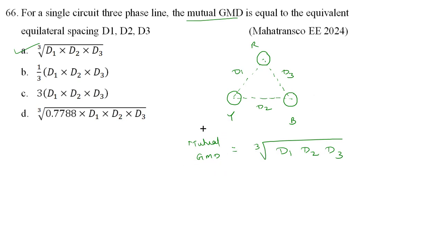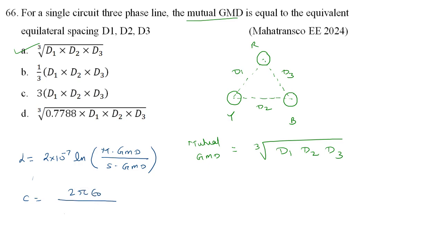Now why are we calculating self and mutual GMD? Because we need to calculate the inductance and capacitance. Inductance is 2 into 10 raised to minus 7 natural log of mutual GMD by self GMD, henry per meter per phase, and capacitance C is 2 pi epsilon 0 upon natural log of mutual GMD by self GMD. So in order to calculate these line parameters, we need to use the concept of self GMD and mutual GMD. Here of course the unit will be farad per meter per phase. Here it will be henries per meter per phase.